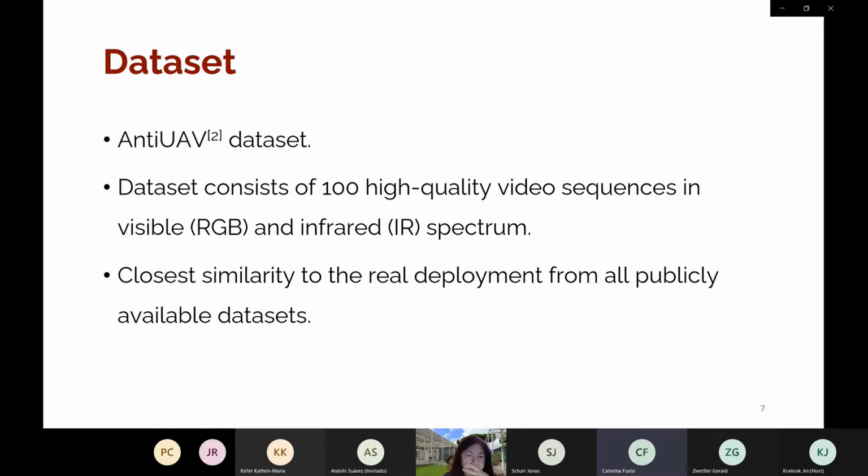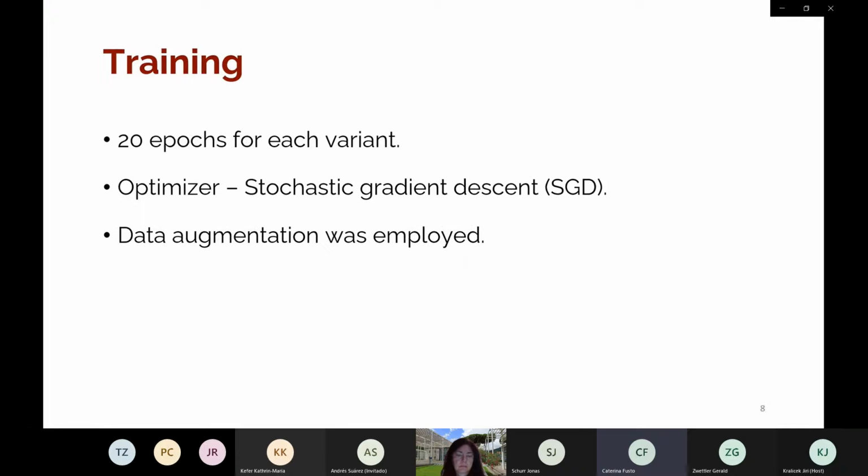The anti-UAV dataset for unmanned aerial vehicle tracking was used for training and testing due to the closest similarity to the real deployment from all publicly available datasets. The dataset consists of 100 high-quality video sequences in a visible and infrared spectrum, spanning multiple occurrences of multi-scale UAVs: tiny, middle, and big. The training was conducted in 20 epochs for each variant. Stochastic gradient descent was used as the optimizer, and data augmentation such as random cropping was used in the training process.